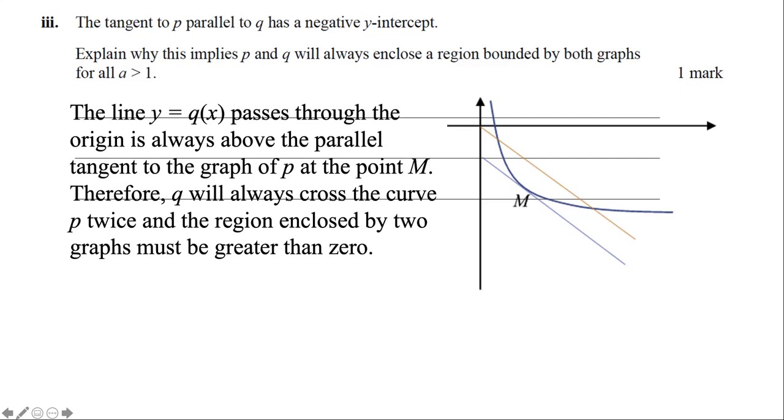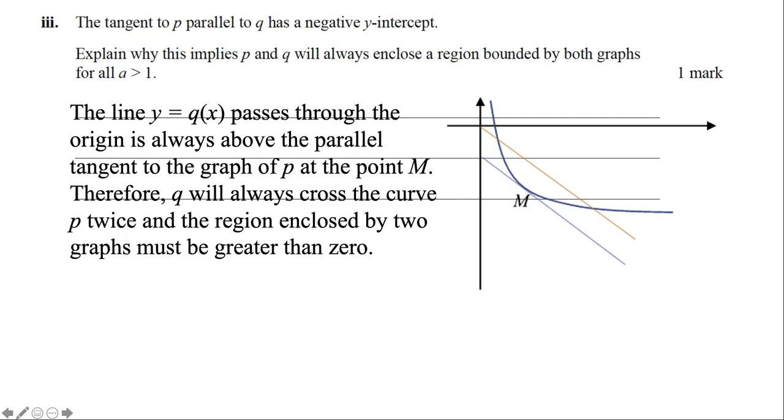On the other hand, you could also argue this orange line is always above this tangent line because it must pass through 0, 0, the origin. So once the straight line is always above the tangent line, this guarantees 2 points of intersection between the orange line and the blue line, which means this is a secant, and this region bounded by the curve and the straight line must be greater than 0.